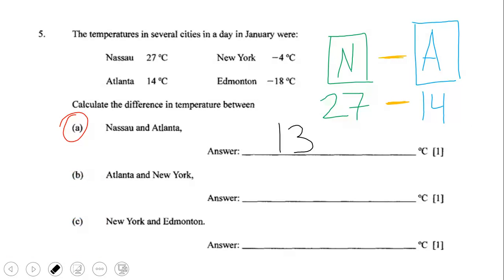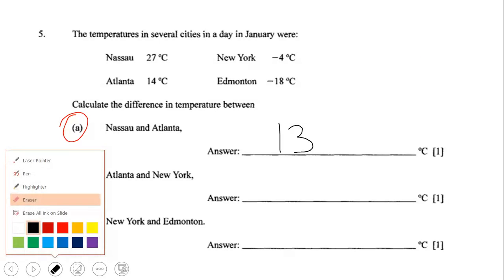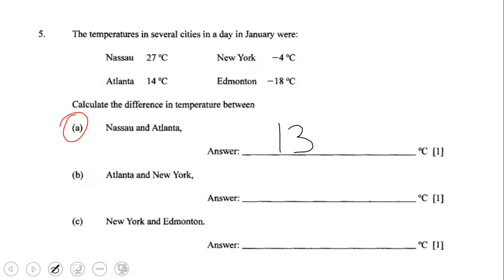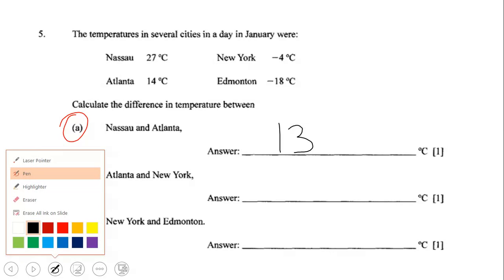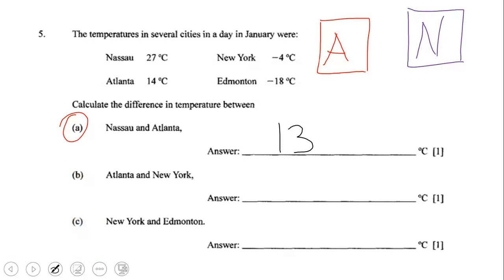Next we go to 5B, and the goal is to determine the difference in temperature between Atlanta and New York. Okay? In order to do this, we are going to first determine the temperature of Atlanta, and then determine the temperature of New York. And then let us perform the subtraction.